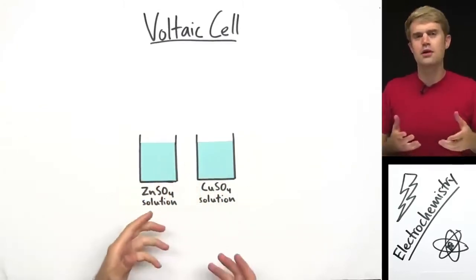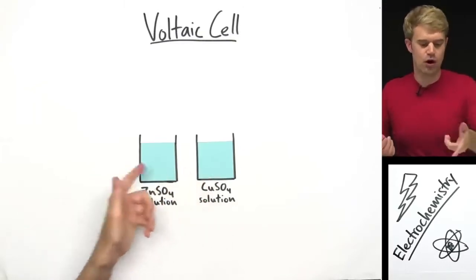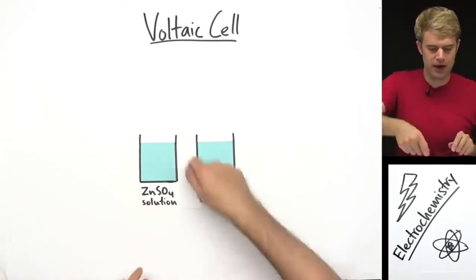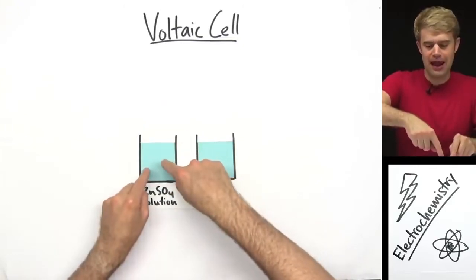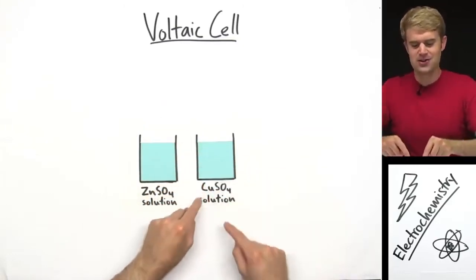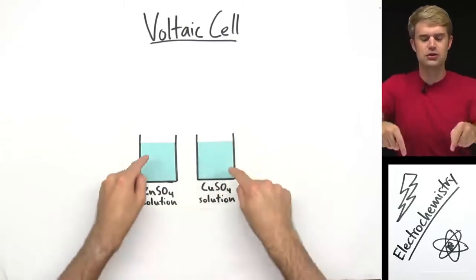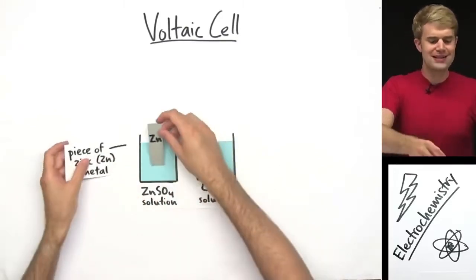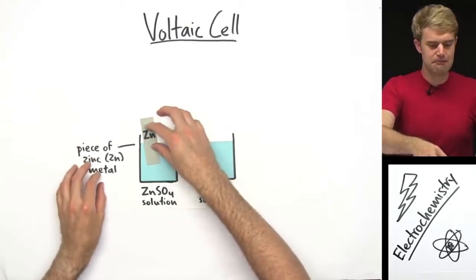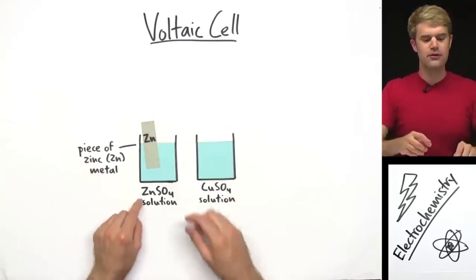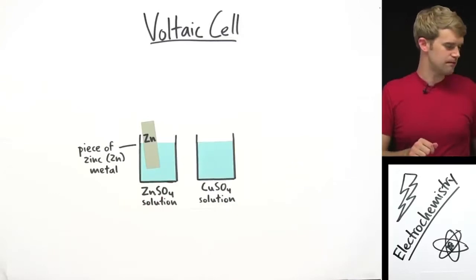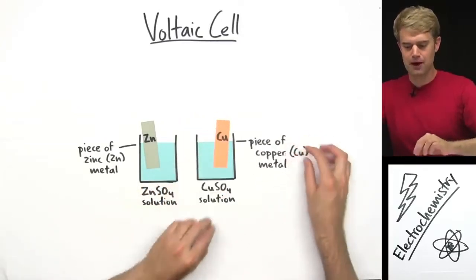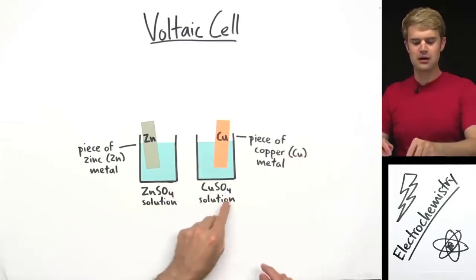First, we start with two beakers or containers of water. And into one of them, we dissolve some zinc sulfate to make a solution. And then into the other, we dissolve some copper sulfate and make a solution with that. So we've got these two solutions. Then we take a piece of zinc metal, like this one right here, and put that in the zinc sulfate solution. And then over here, we take a piece of copper metal and we put that in the copper sulfate solution.